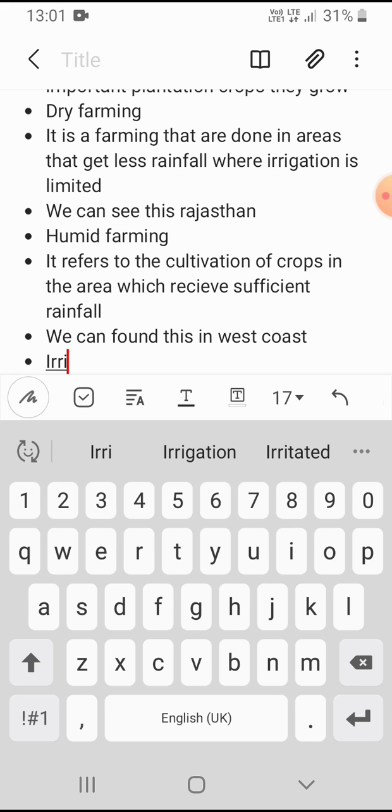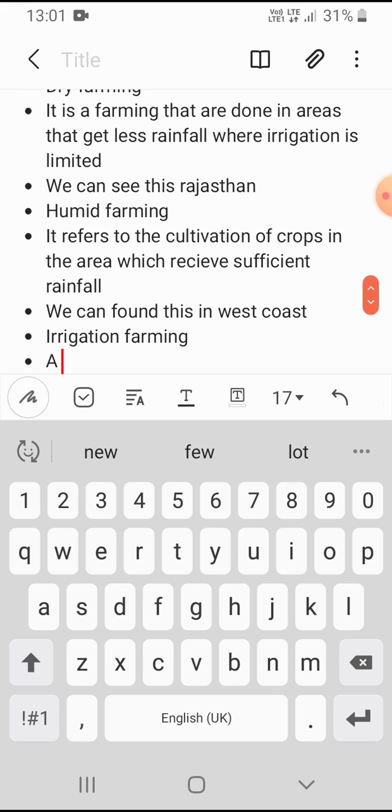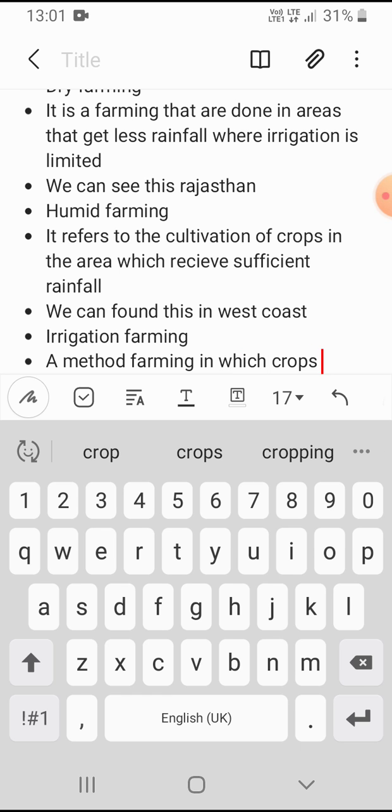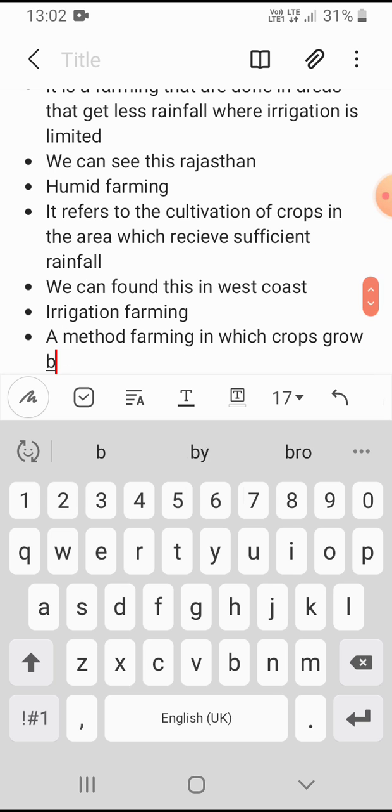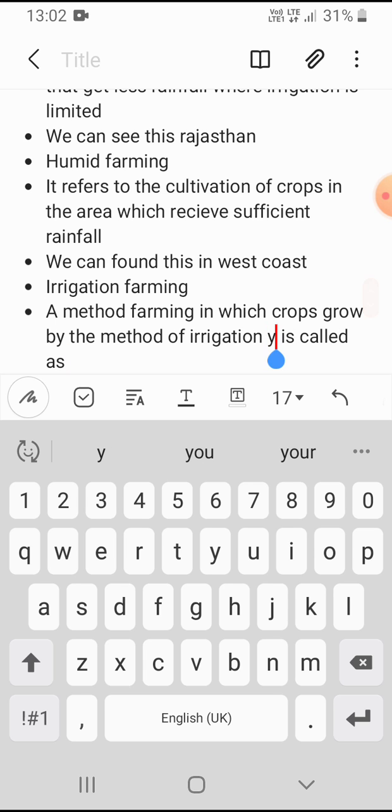Next is irrigation farming. It is a method of farming in which crops are grown by the method of irrigation. This is called irrigation farming.